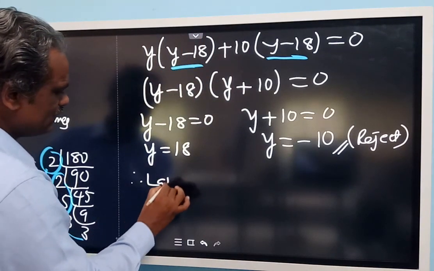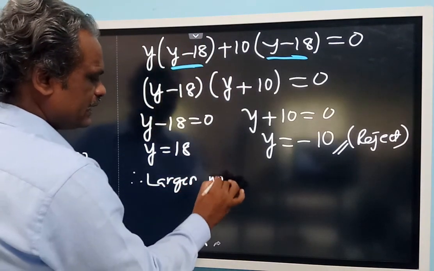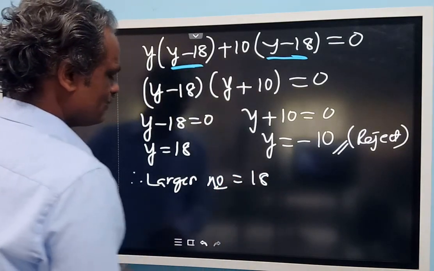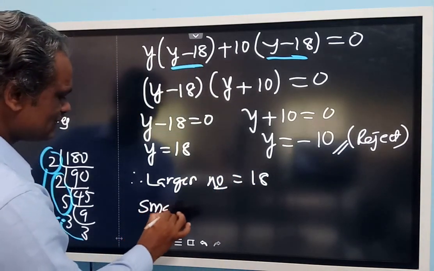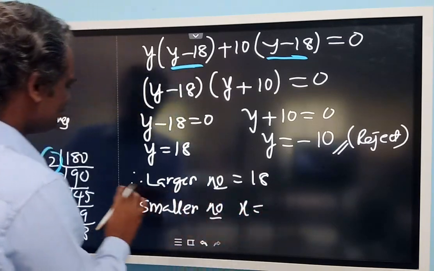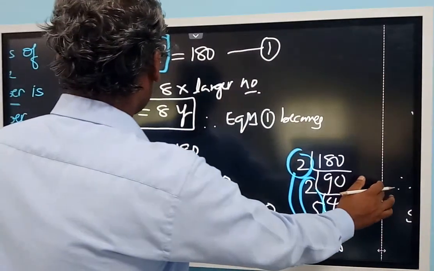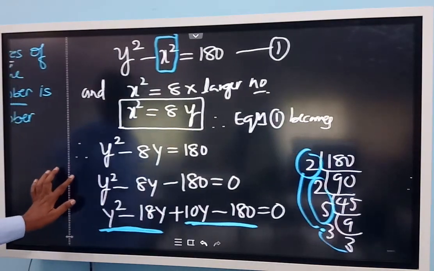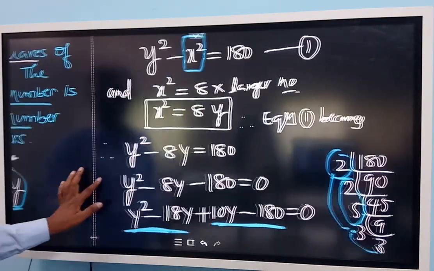So the larger number is equal to 18. So the smaller number, you can find out the smaller number x using the relation x square is equal to 8y.